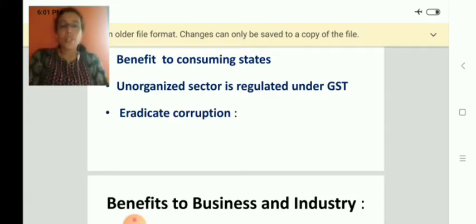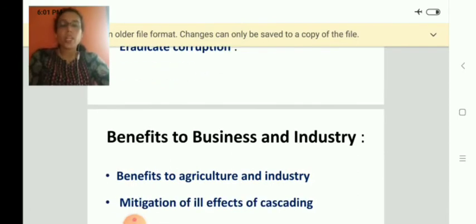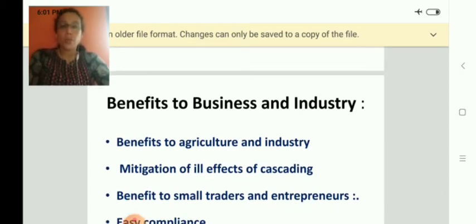Next one, unorganized sector is regulated under GST. Before GST there were different types of taxes, as I told earlier: excise, or sales tax, or VAT, whatever it is. But all these taxes did not give much importance to the unorganized sector. Under GST, the unorganized sector like street side vendors, everybody is taken into consideration. Next, eradication of corruption. This point I have already explained. When everything is computerized, automated, there is possibility to reduce corruption.